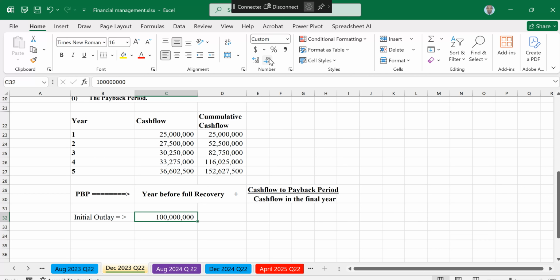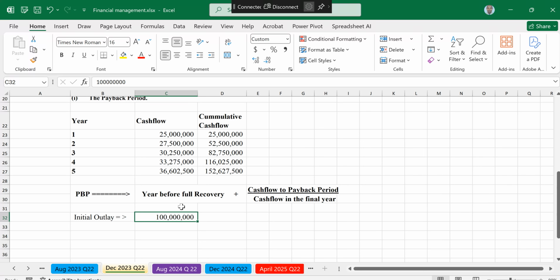How much is the cash flow to payback period? You remember? Where is the payback period? If you have 100 million, is it between year 2 and 3, 1 and 2, or 4 and 5? It's between years 3 and 4. That is where 100 million falls. Year 3 and 4.